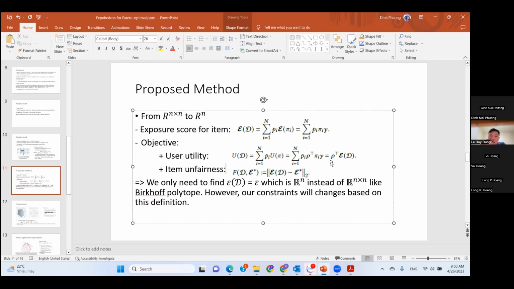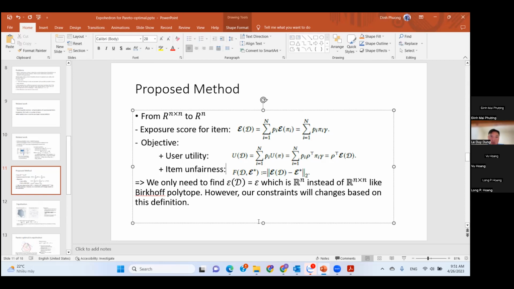So we will have two objectives like this. One is to maximize rho transpose epsilon d, and the other is to minimize the item unfairness, the norm 2 of epsilon d minus epsilon star. So as you can see, this is the thing that you talked about earlier, adding the exposure score, right? Yes. So we change the definition of our variable from the probability matrix input to only the exposure score of items. And if we have an exposure score of items, we can decompose it to the probability matrix again before we sample from that.